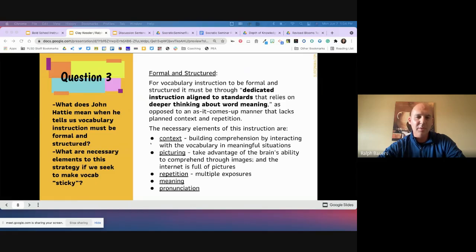And they go deeper with how they interact with each other and that kind of thing. So context is really one of the biggest aspects of vocabulary instruction. And the second really big one was picturing.